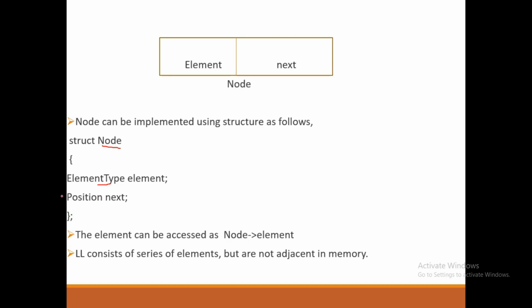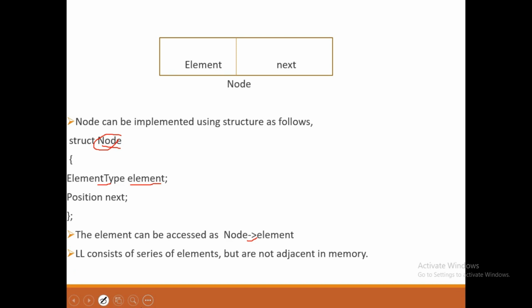If you want to access the element inside this node, first specify the structure name, then the arrow operator, then the field name. If you want to access the element, you refer using node arrow element. If you want to access this address, you refer using node arrow next. That's all. You should remember, in a linked list, the series of elements will not be stored in a contiguous manner, that is, in adjacent memory locations the elements are not at all going to be stored.